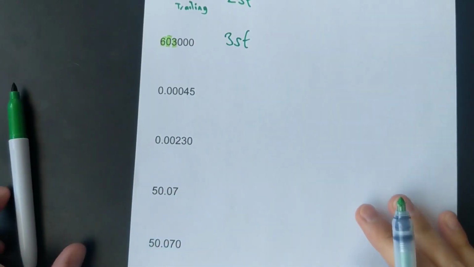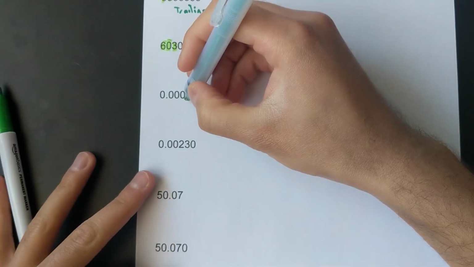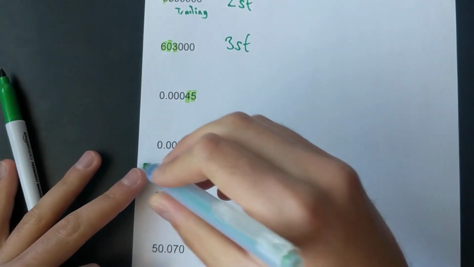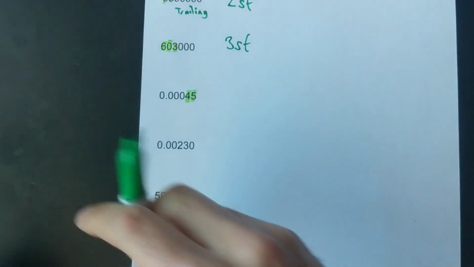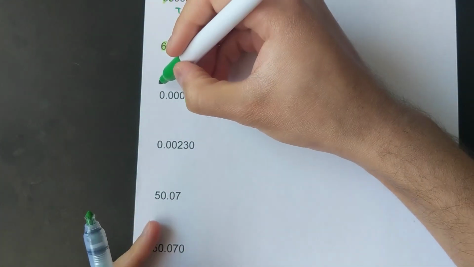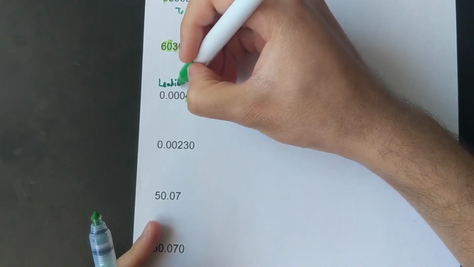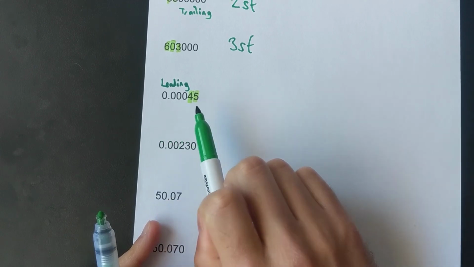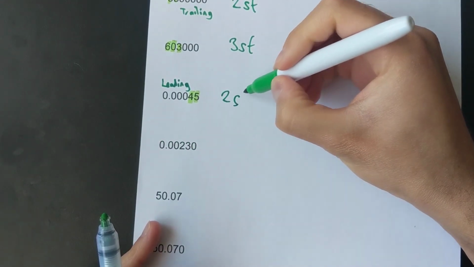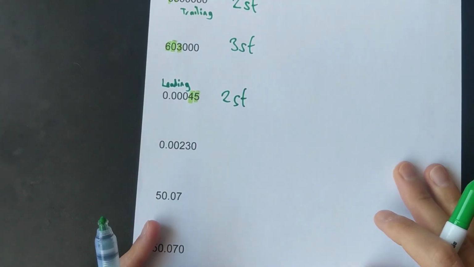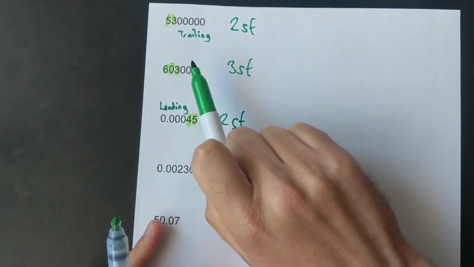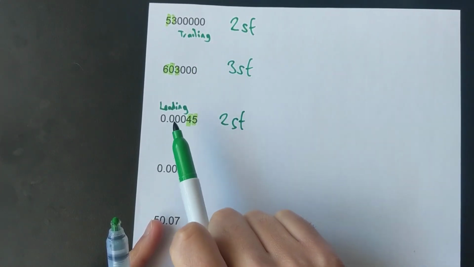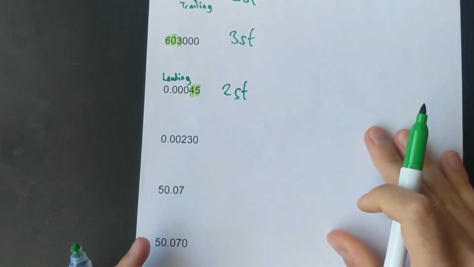Okay, here we go, 0.00045. Well, 4 and 5 are definitely significant, they're not 0. These zeros here are what are called leading zeros, the leading zeros we mentioned earlier. So these leading zeros are not significant. 4 and 5 are significant. So that's 2 significant figures. Trailing zeros here to the right, not significant. Leading zeros, also not significant.